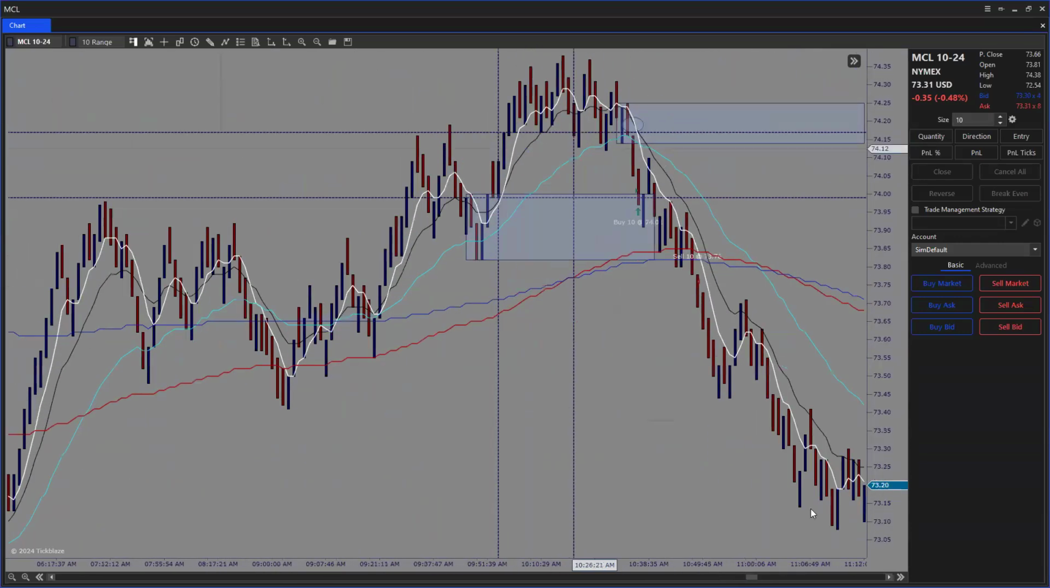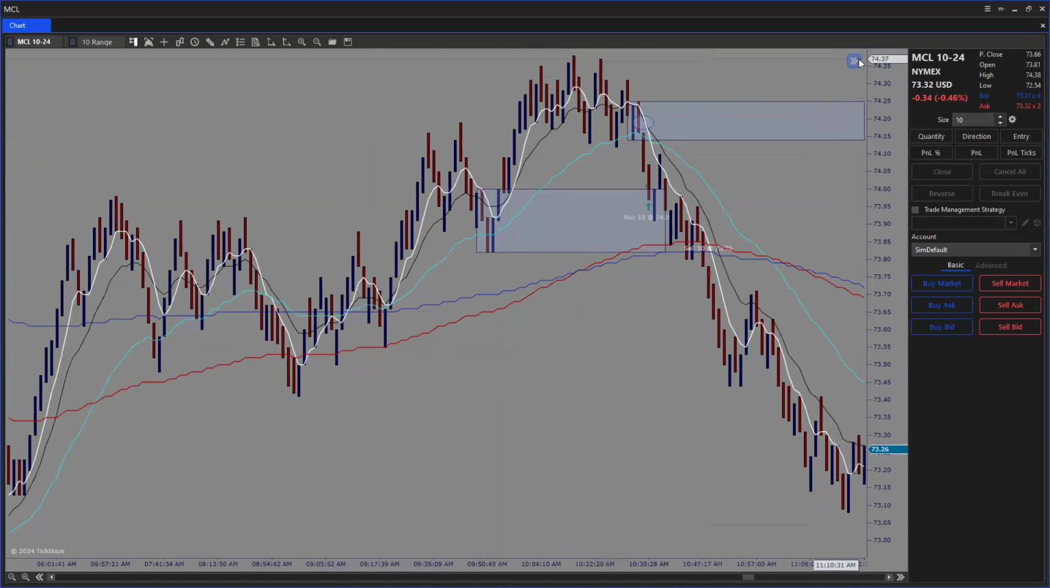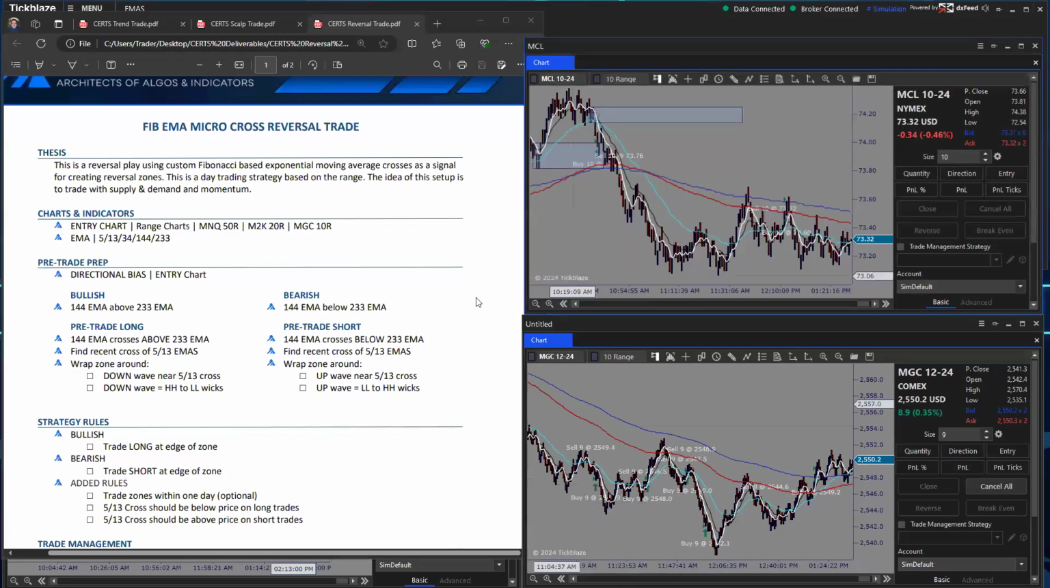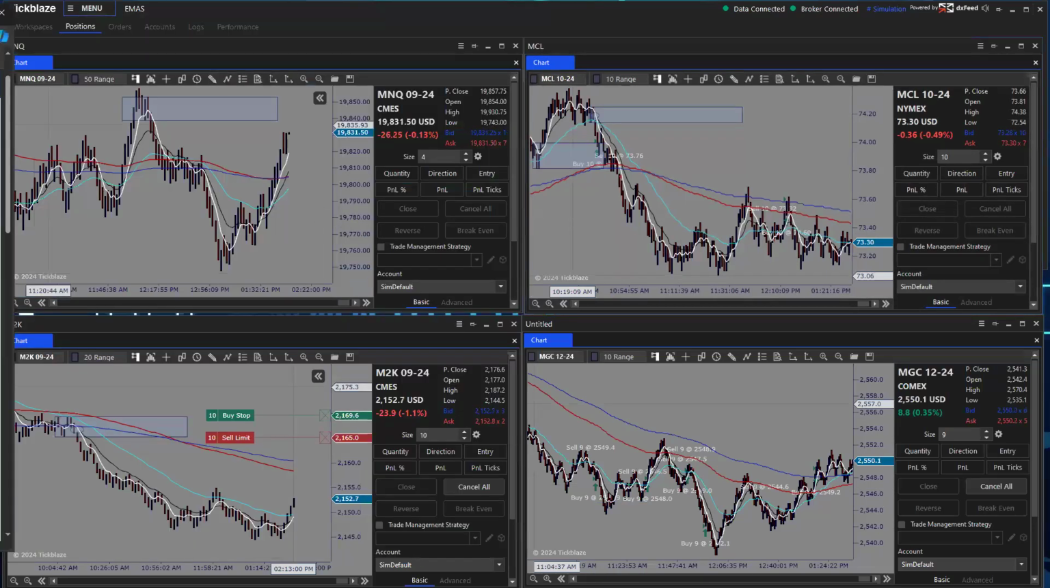This is the one we took on crude. We took the stop out. Didn't work. So there we go. Let's go to another market. I'll just move this out of the way for now.